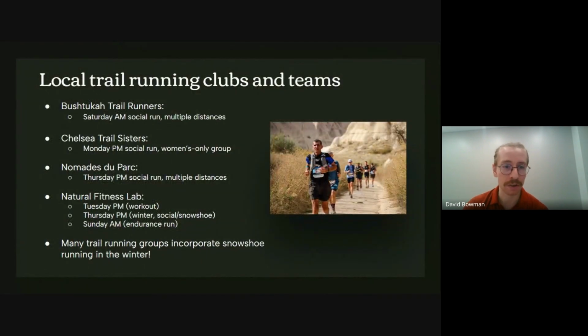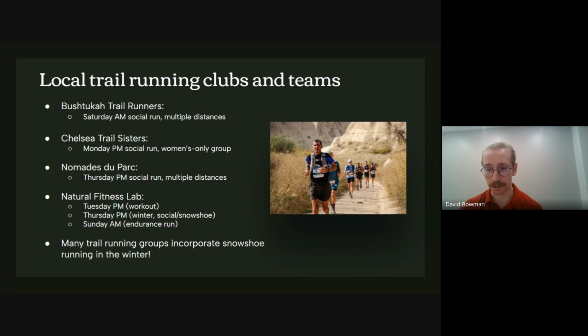Okay. So let's go through some of our local trail running clubs and teams. So one that might be more attractive to folks in the Ottawa side of the river are the Bush Taka Trail Runners. So they get together for a Saturday morning social run with multiple distances. This coming Saturday, they have one that's 5 kilometers in length and another that is 9 kilometers in length. And they tend to run more in the Ottawa Greenbelt area. So again, a good option for folks who are maybe not as close to Gatineau.